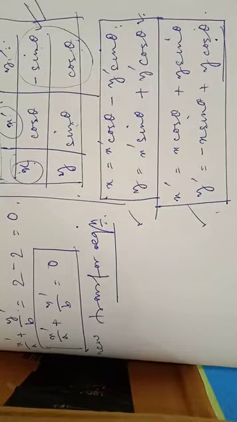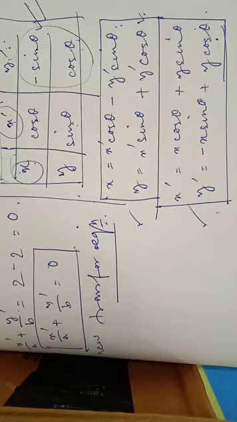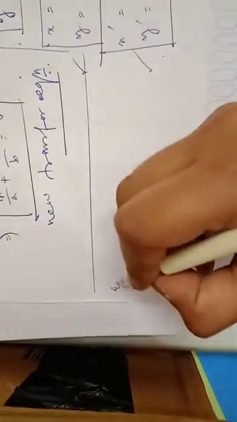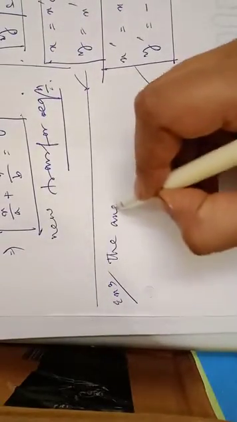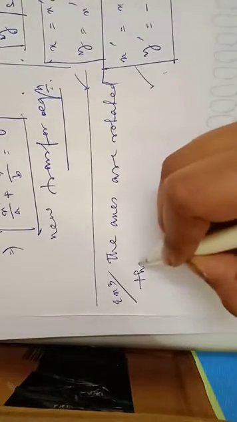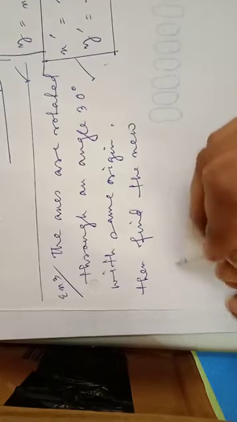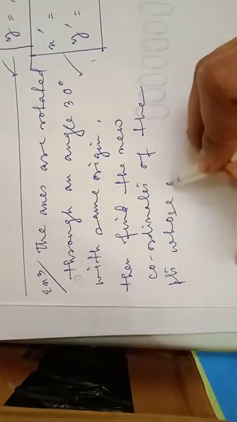Okay. Now let's solve a few examples using this formula. Example 3. The axes are rotated through an angle of 30 degrees with the same origin. Then find the new coordinates of the point whose old coordinates were 2, 4.